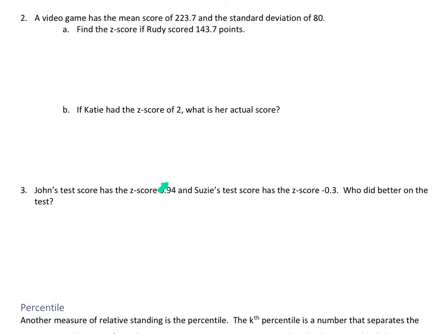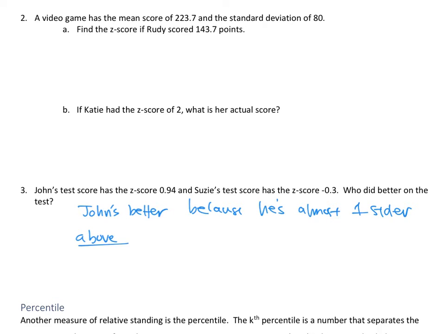So John's test score is 0.94. Susie's is negative 0.3. So here I just know, I don't even know what they actually got on the test, but all I know is their z-score. I can still see who did better than the other. So I can say here, John did better, because he's almost one standard deviation above the average, because his number is almost positive one, whereas Susie is below the average, because Susie's number is negative.